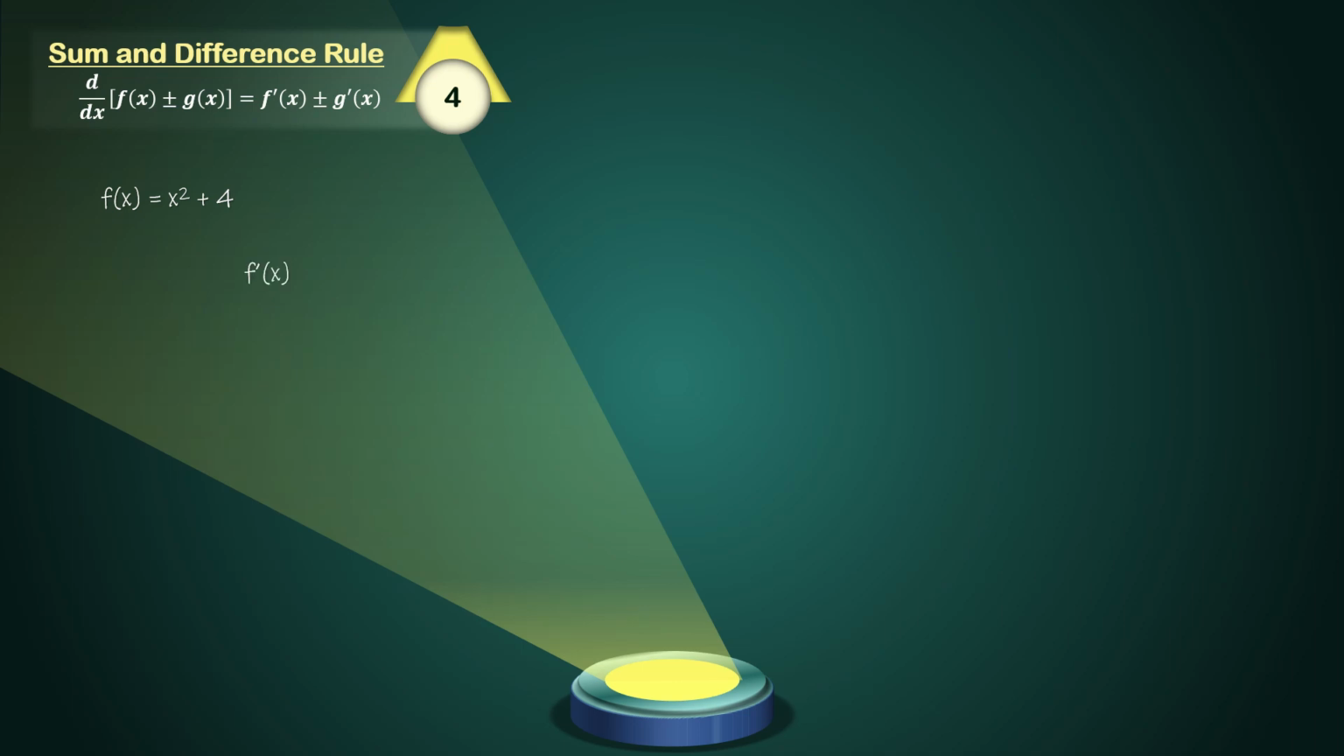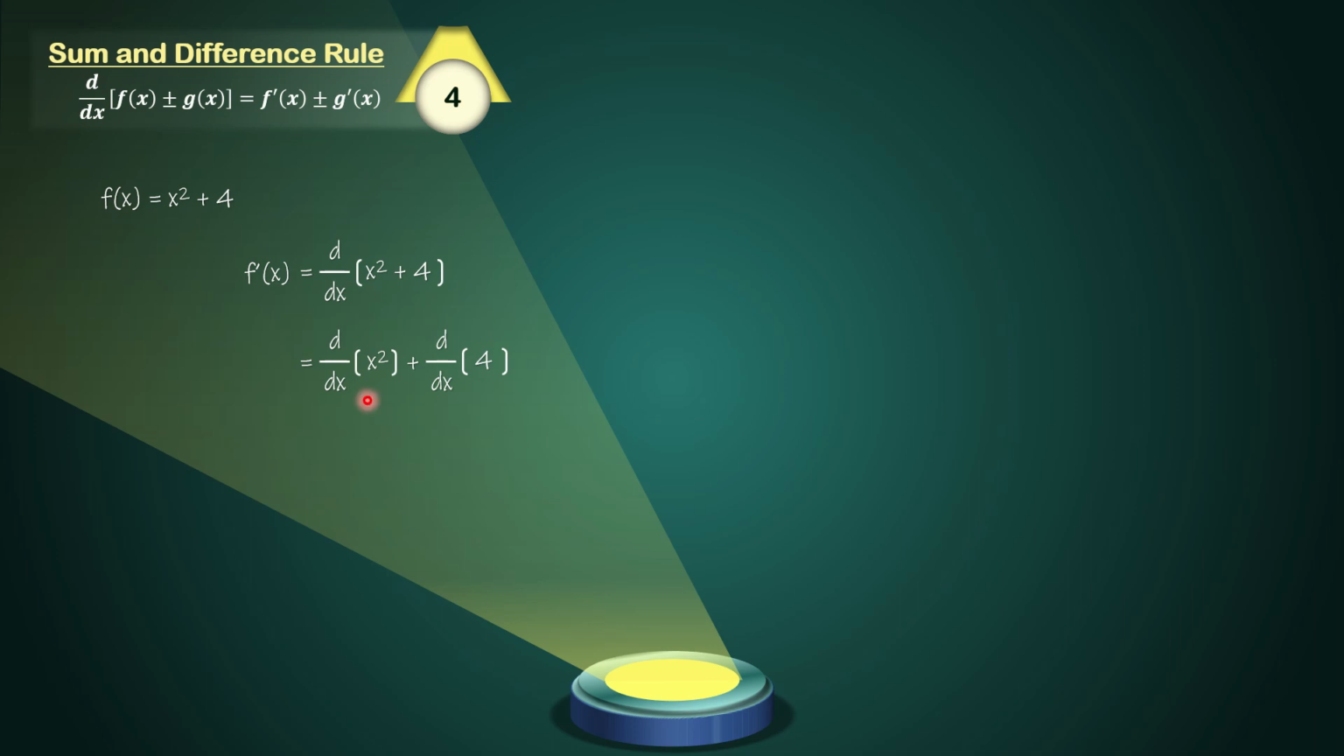Take the derivative. Based on this rule, we can take the derivative of each term of the function, and it is equal to the derivative of the first term plus the derivative of the second term. This is what we mean by the sum and difference rule of differentiation. To take the derivative of each term, we will use other rules of differentiation which were discussed in the previous video series of differentiation rules.